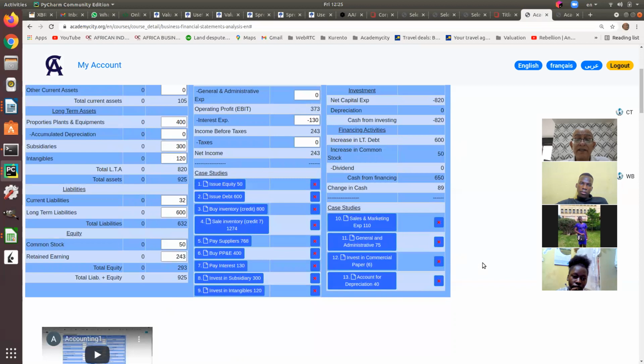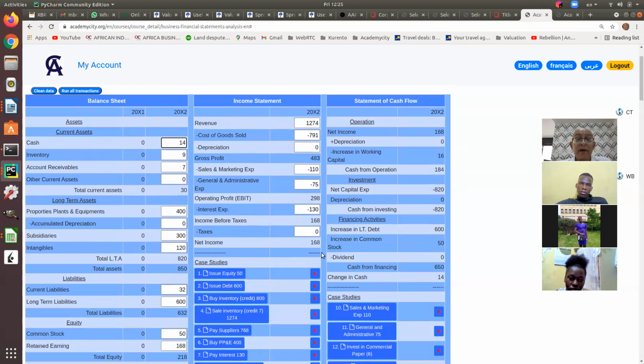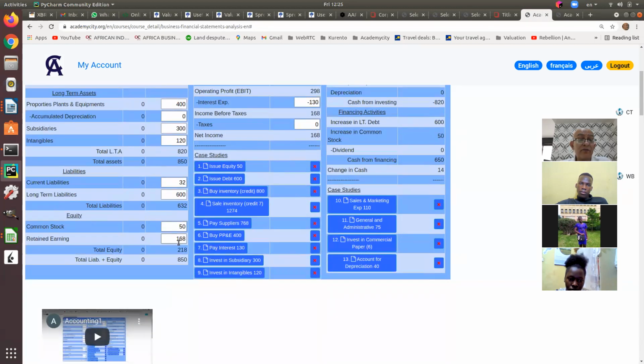Let's see. Let's click on it. Yeah, indeed. This went down by 75. My profit went down by 75 because I have another 75 went down. And if this one went down by 75, the equity will go down by 75. The accounting identity remains as equal.